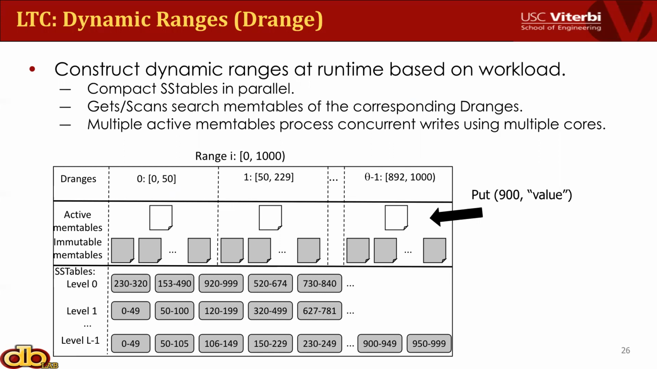D-ranges provide 3 benefits. First, it compacts access tables in parallel. Second, gets and scans search mem tables of corresponding D-ranges only. Third, multiple active mem tables process concurrent writes using multiple cores. In the next few slides, I will focus on how D-ranges enable parallel compaction. You may read our paper for more details on how LTC speeds up gets and scans.